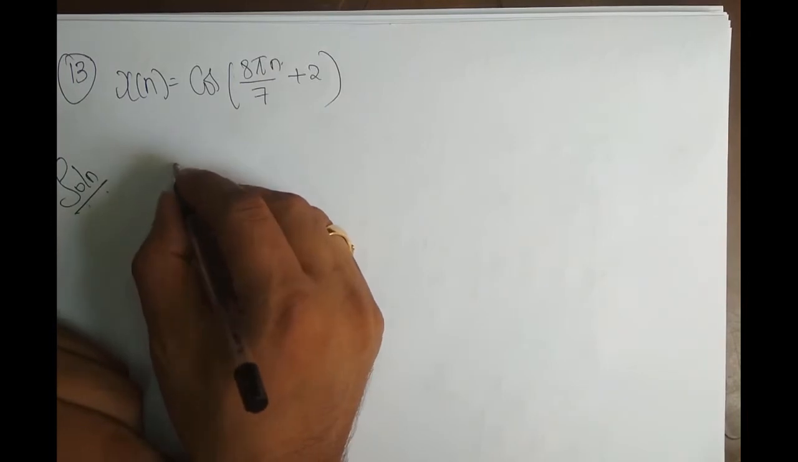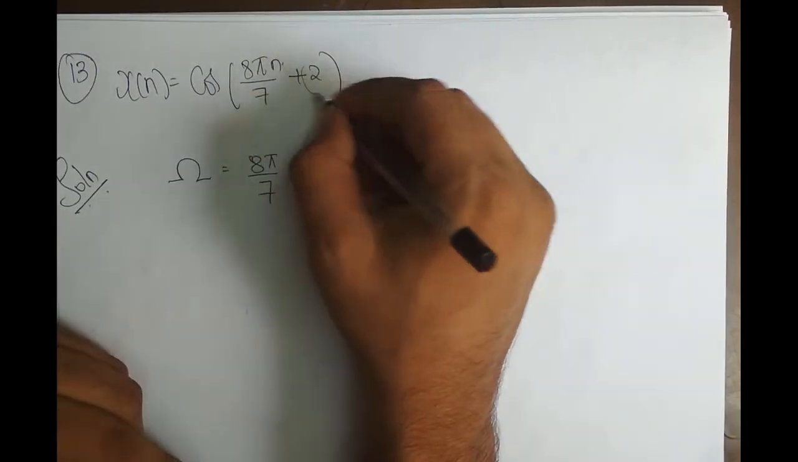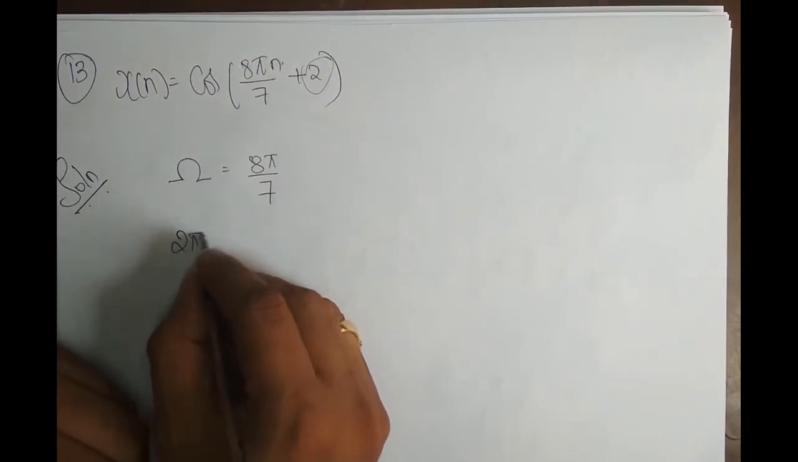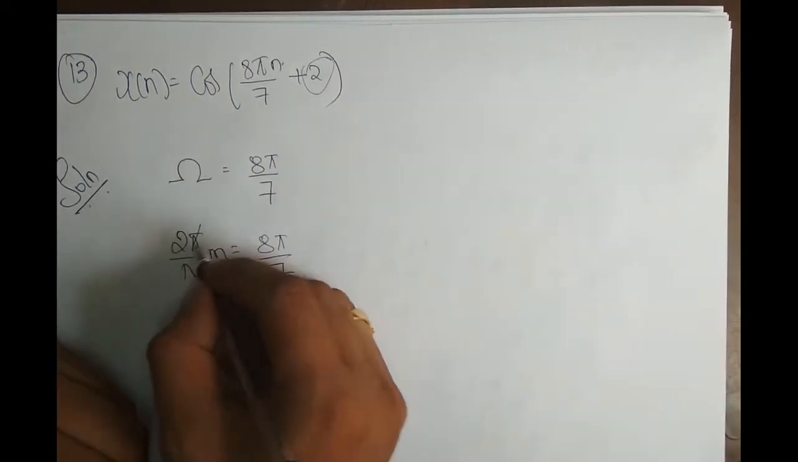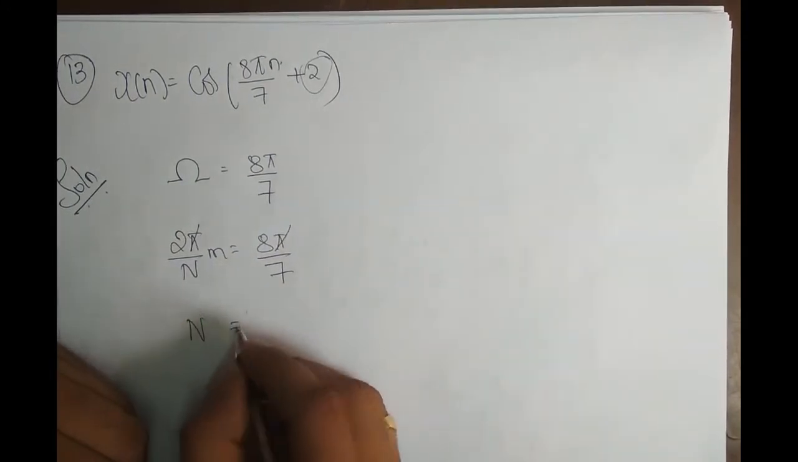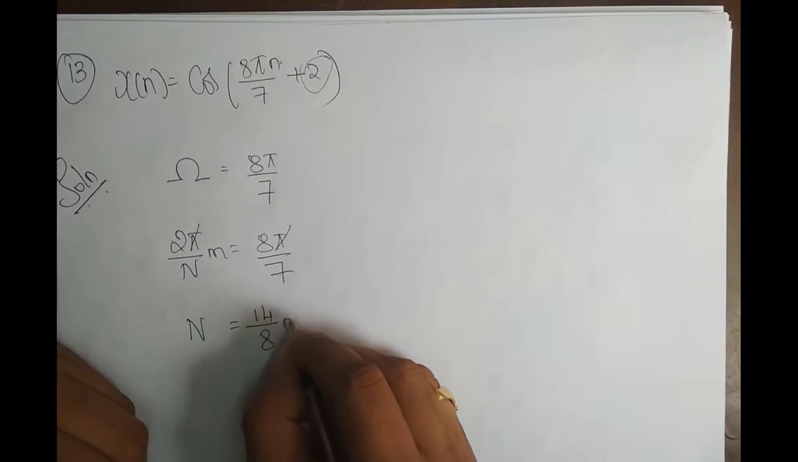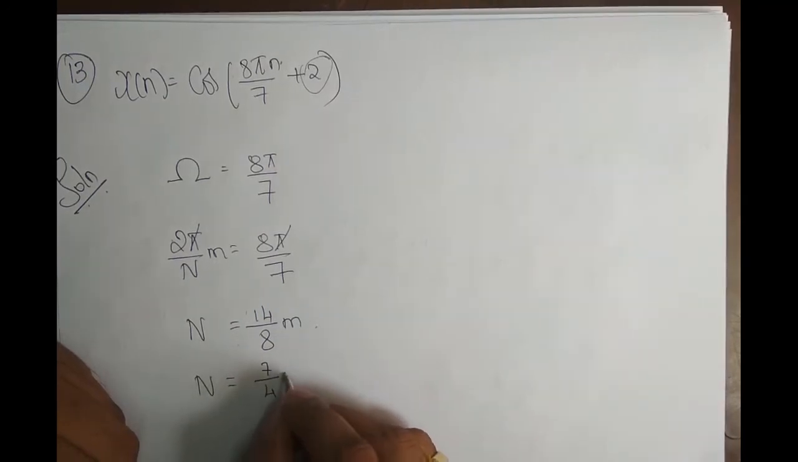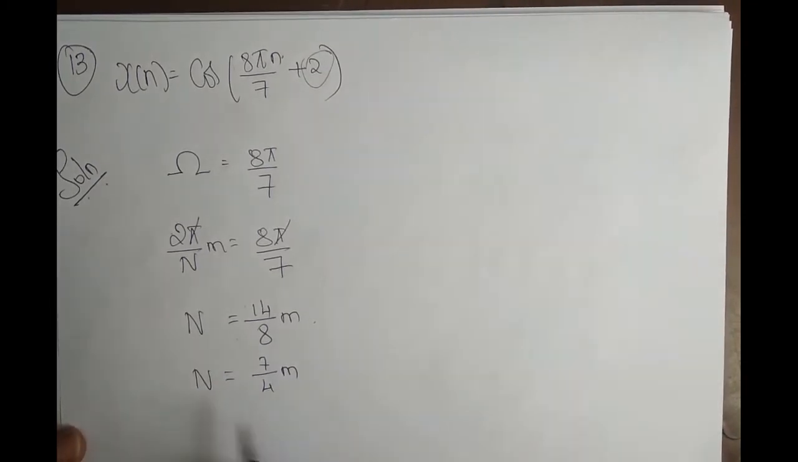Now, what is omega? Omega is equal to 8 pi by 7. Forget about the 2; this is the phase. Phase has nothing to do with the periodicity, right? And omega is 2 pi by N into m, which is equal to 8 pi by 7. So pi cancels out. Solve for N. N is equal to 7 times 2 is 14, divided by 8, which goes to the denominator, times m. So N is equal to 2 7s are 14, 2 4s are 8, into m. Correct, no? Now what is the smallest value of m for which the right hand side of this equation is an integer?